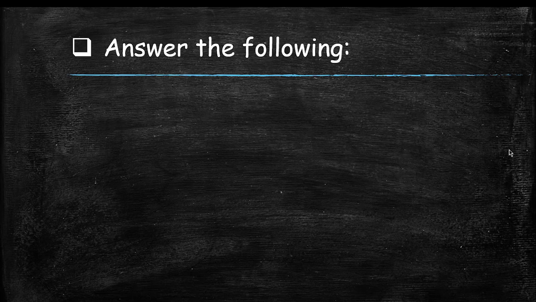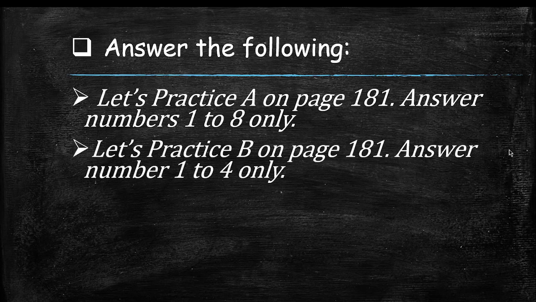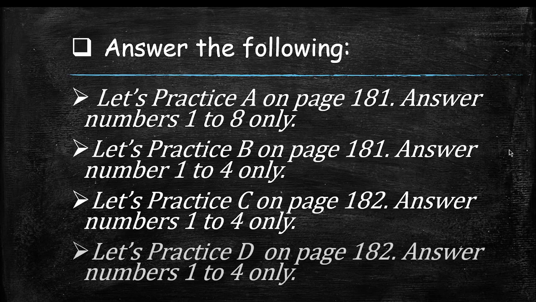So the first one is, let's practice A on page 181. Answer numbers 1 to 8 only. And for let's practice B on page 181, answer numbers 1 to 4 only. Let's practice C on page 182, answer numbers 1 to 4 only. Then lastly, for let's practice D on page 182, answer numbers 1 to 4 only.